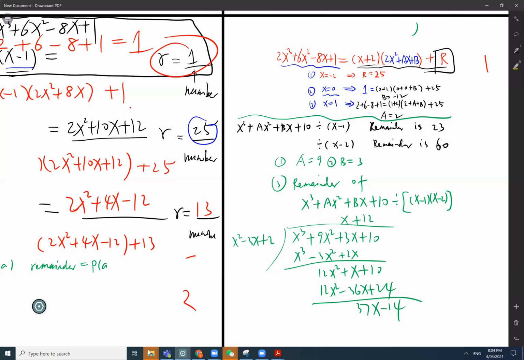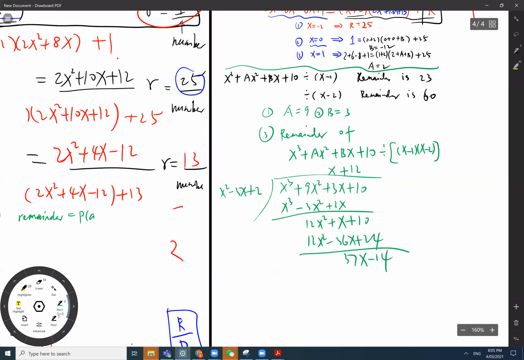Dr. Sam, what if 37x minus 14 is larger than x squared minus 3x plus 2? Not about the value, it's about the power. The degree is about the power. This is square, this is just 1. The power is lower. It's okay. That's for polynomial, not for the value.